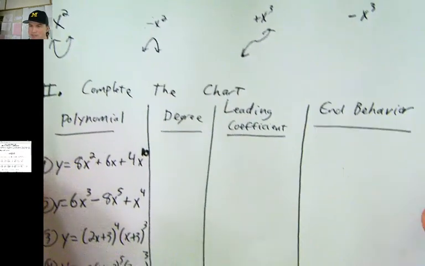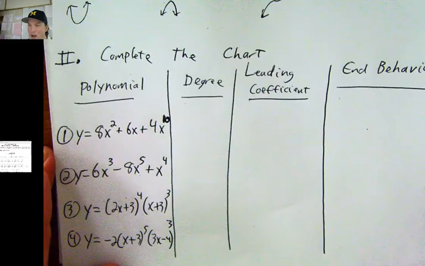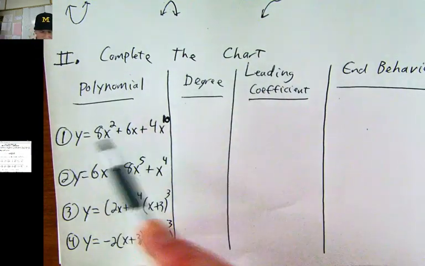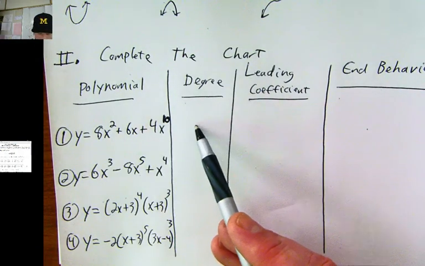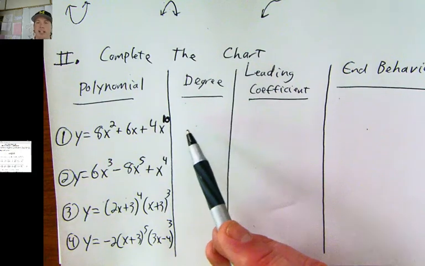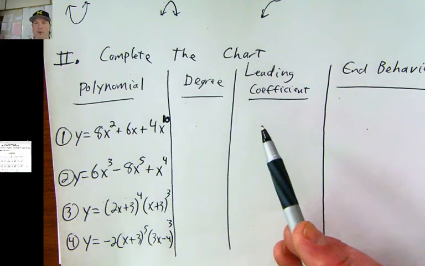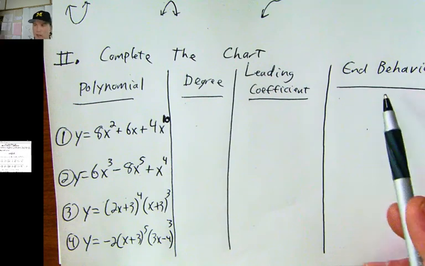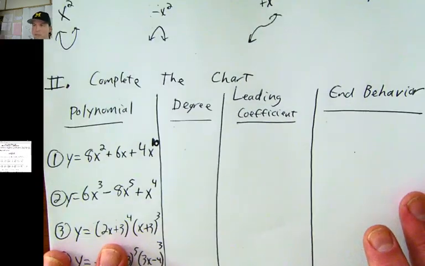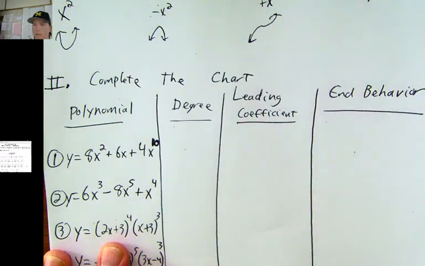Complete the chart. Yay. So for this one, they give us some polynomials, and we need to say what the degree of the function is, which we learned about in class on Friday. We got to figure out the leading coefficient, the number that's hanging out with the main degree, and then what the end behavior is.